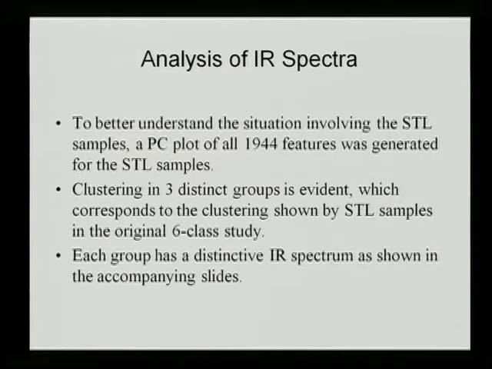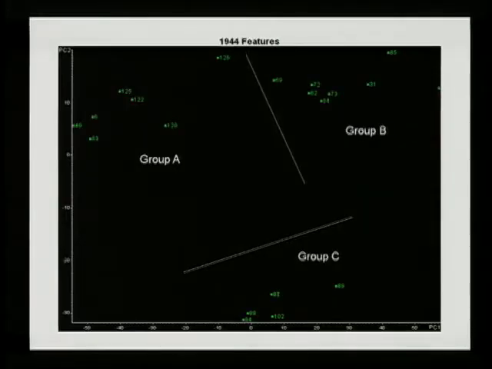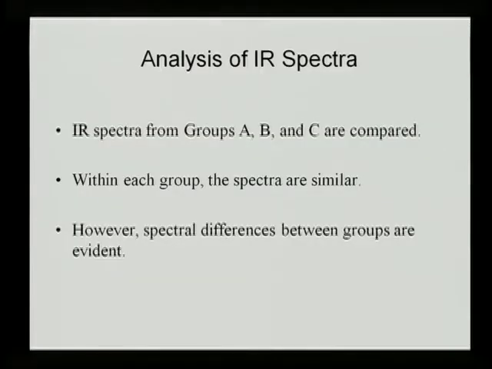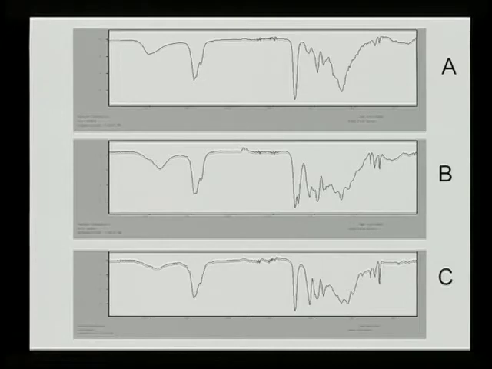Now, we were interested in the St. Louis data set to try to understand what was going on. Why did it cluster into 3 distinct groups? Well, when we looked at the IR spectra, we observed that each group had a distinctive IR spectrum. Group A, Group B, and Group C. All the samples in Group A have one spectrum, all the samples in Group B have another spectrum, and all the samples in Group C have a third type of spectrum. And this is what the spectra look like, and as you can see, they're quite different. And that was using all the features.